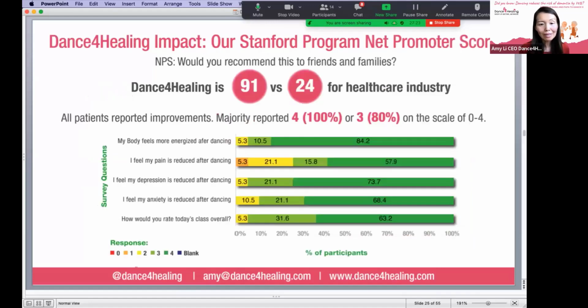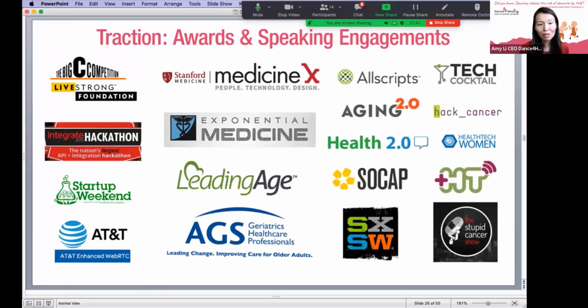So this is our initial pilot at Stanford for cancer patients. We achieved a net promoter score of 91 versus the healthcare industry's 24. A majority report 4 or 3 on the scale of 0 to 4, which is 180%, in their anxiety and depression reduction and also body energy level increase. We won about 20 awards, most recently the AARP CS Annual Pitch People's Choice Award.